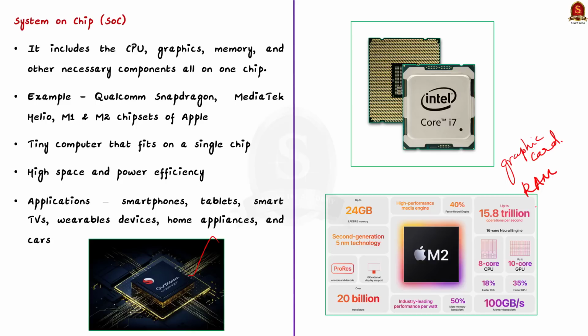Also note that Apple computers' recent M1 and M2 chipsets are examples of SoCs that can be used to power laptops. So to put it in simple words, SoC is like a tiny computer that fits on a single chip. It's not just a CPU, it also has other important parts like memory, graphics and communication features. SoCs are used in devices where space and power efficiency are important.